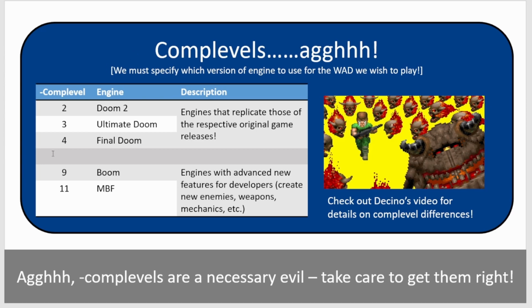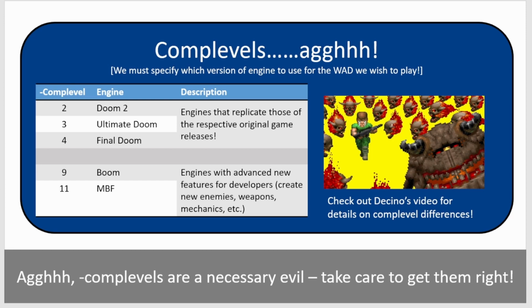Okay, so I've mentioned comp level 2, 3, and 4. Those are all about the original Doom engines that were released. But there's two other ones that are worth mentioning as well. There's comp level 9, which is Boom, and comp level 11, which is MBF. Just think of these as the incredible efforts of the Doom community to create even more advanced engines than those original engines that were generated back in 1993, 1994. These engines are modern masterpieces that allow map developers or WAD developers to create ever more complex WADs for us to enjoy.